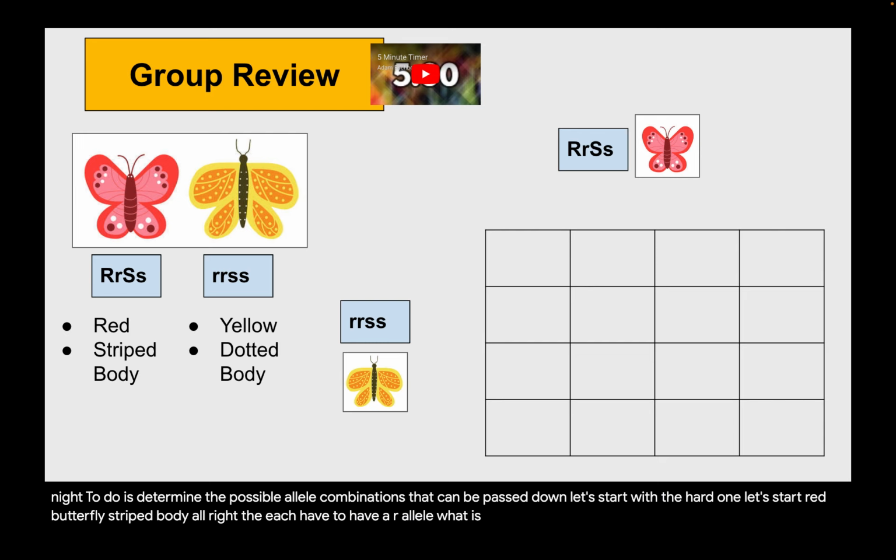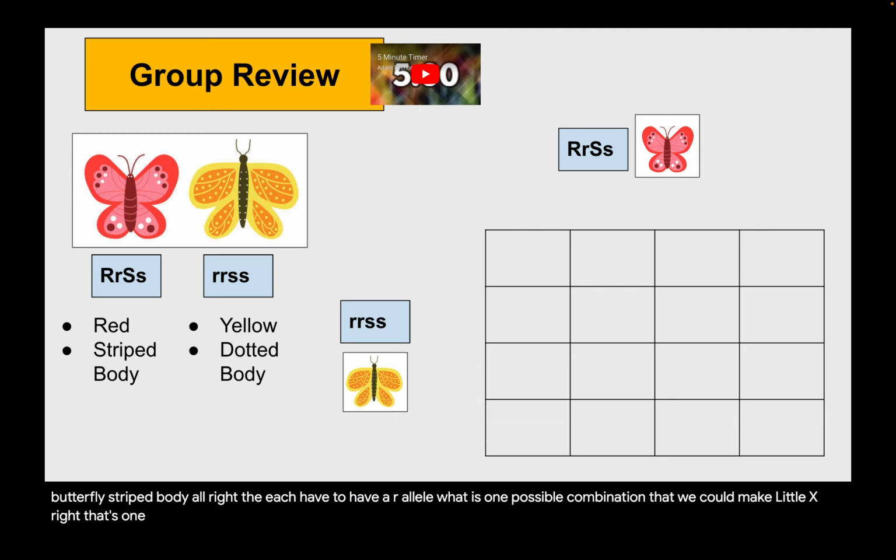What is one possible combination that we could make? So we'll start with big R, little s. That's one possibility. So we could match these two together. All right, so big R, little s.